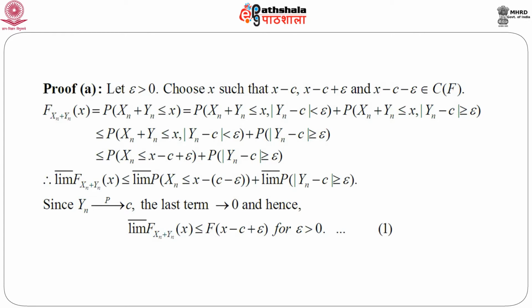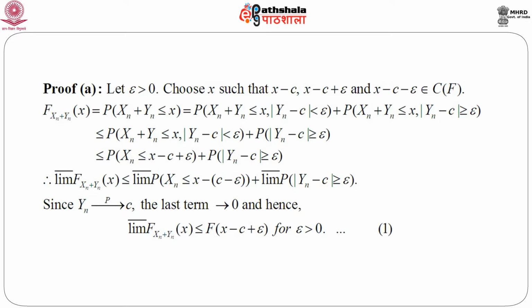The proof is very similar, the technique is similar to the proof that, if you recall, convergence in probability implies convergence in distribution. So, let us consider an epsilon greater than 0 and choose x such that x minus c plus epsilon and x minus c minus epsilon are all continuity points of F. Since epsilon is arbitrary, we have the liberty to choose these as continuity points.